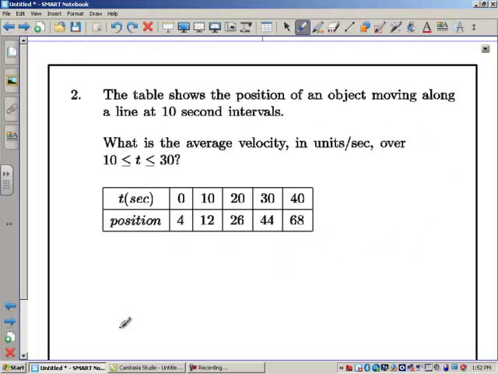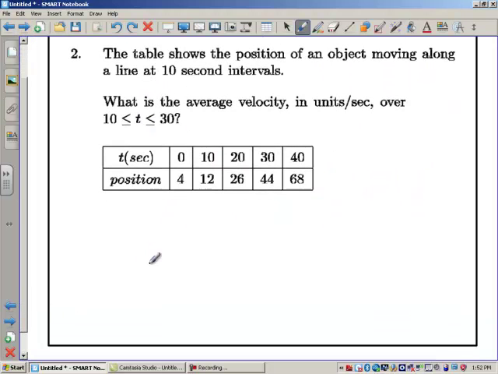Take a look at another example. Now we're going to have a physical example, in terms of motion. We've got these 5 time frames, or 5 data points, and we've got position at those 5 points. We want to find the average velocity in units per second over 10 to 30. The way we find average velocity from a position graph is we just do our average rate of change formula, and I'm going to show you why it works out to be velocity. Whenever you connect 2 dots and make a secant line on a position graph, the slope of that line is your average velocity.